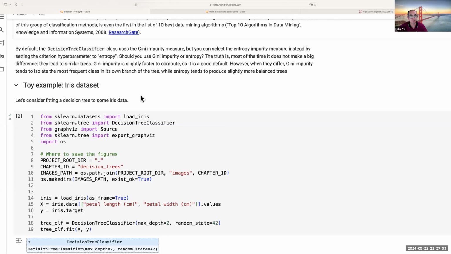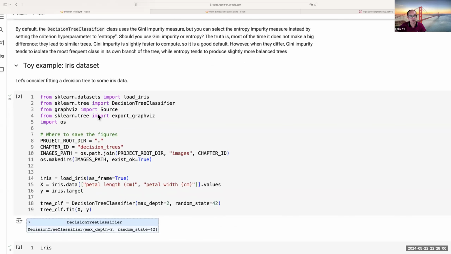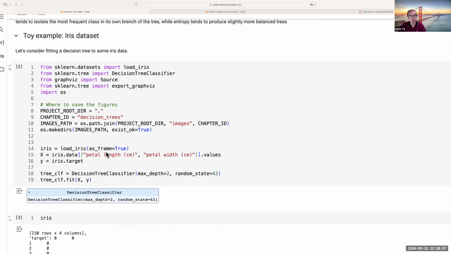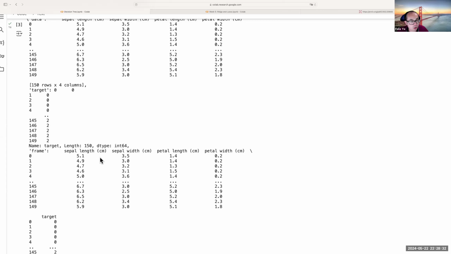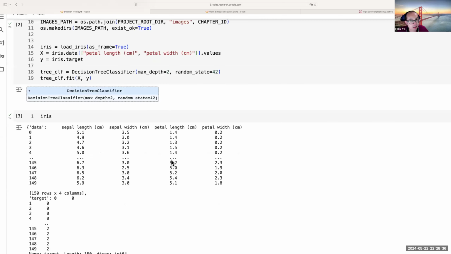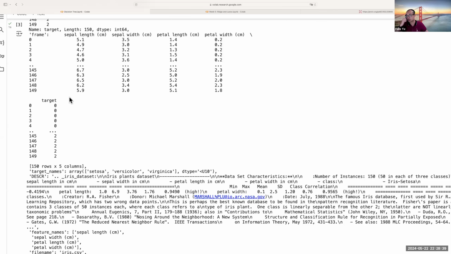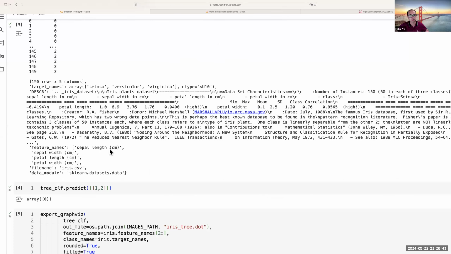So let's consider a very simple example with the iris data that we have. We're going to load this iris data, which is a very typical data set. In this case, we're only going to use two features: petal length and petal width. Technically, the iris data has four columns: sepal length, sepal width, petal length, and petal width. So we have four features, but here we're going to use just two, petal width and petal length. Our target is to predict what kind of flower we are working with, from 0, 1, 2.